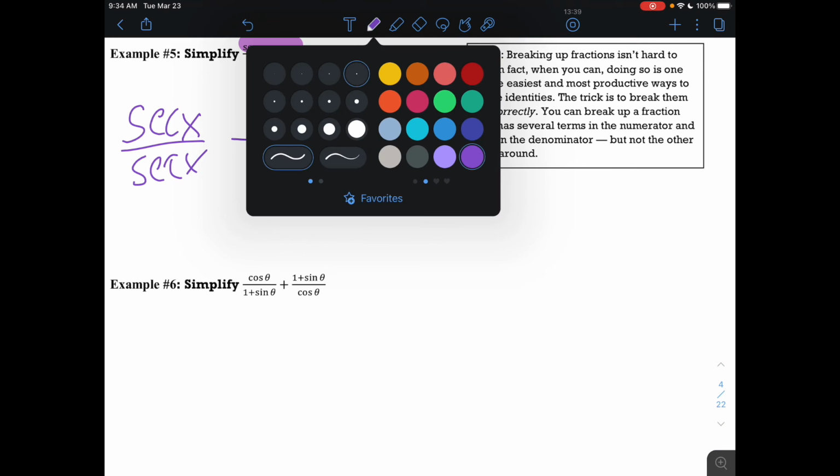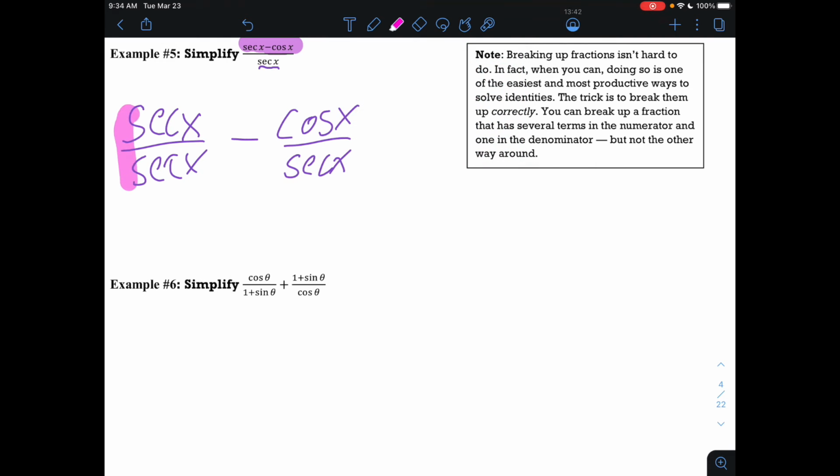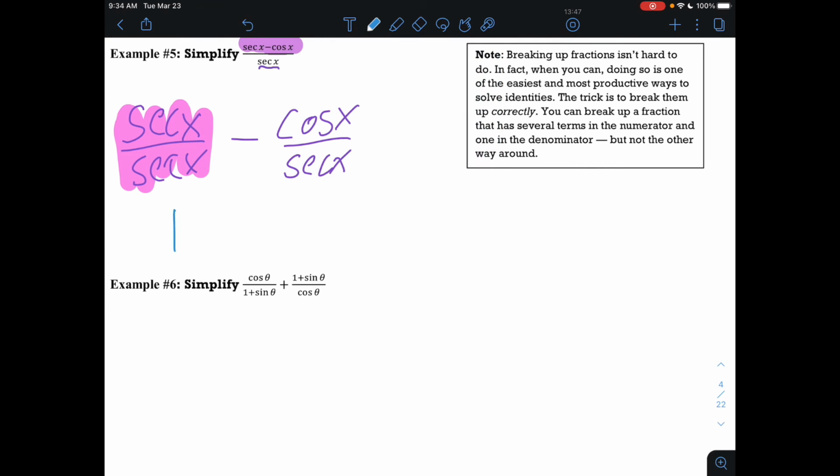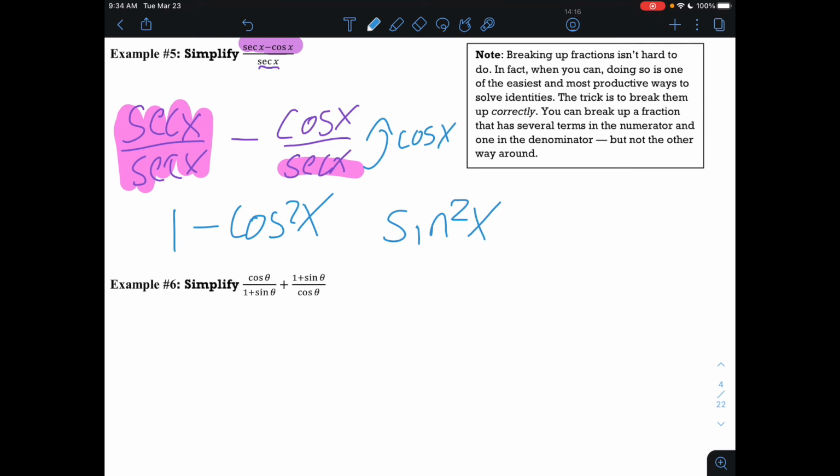Now, taking a look at this, that is the same thing over itself. So that's just going to be 1. And then we've got this cosine over secant thing. So I don't like having the secant on the denominator. So if we move that up to the numerator, that becomes a cosine. So now we have cosine squared, and that's being subtracted from 1. And that just becomes sine squared of x. And that's our final answer.